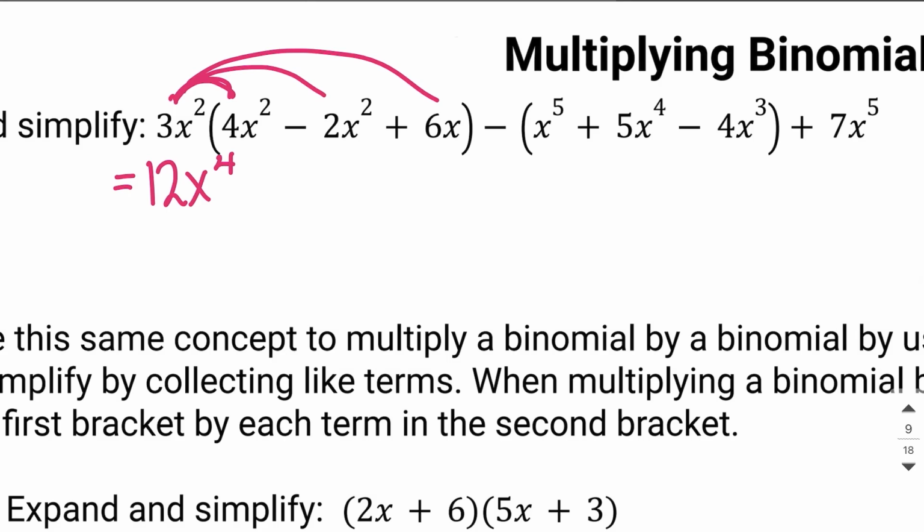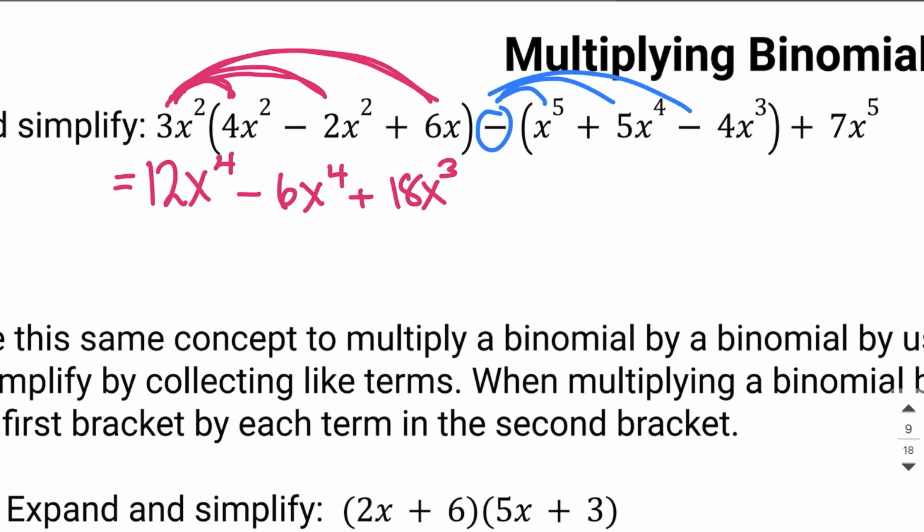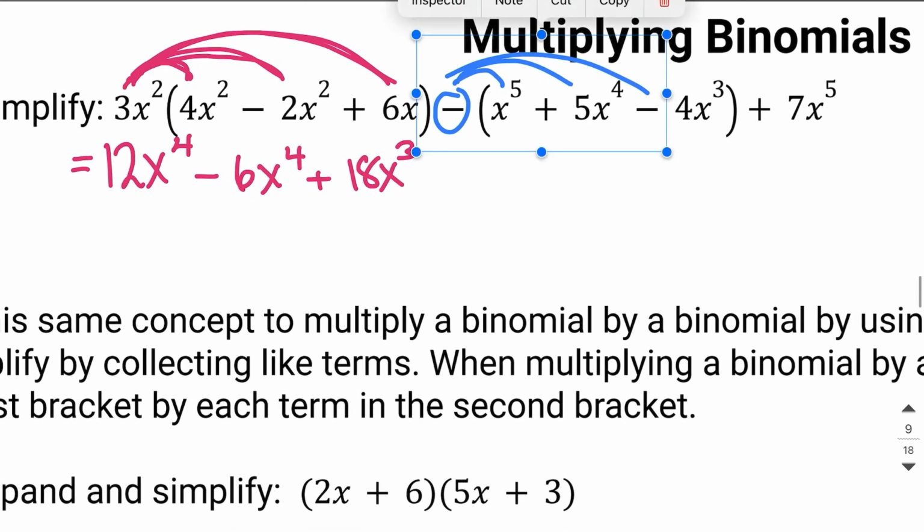When I multiply 3x squared to minus 2x squared, I would get 6x to the power of 4. And we end up getting like terms because these are like terms. And then I'd multiply 3x squared by the 6x, and I would get 18x to the power of 3. Next, be careful. The only thing that's getting distributed through here is this negative sign right here.